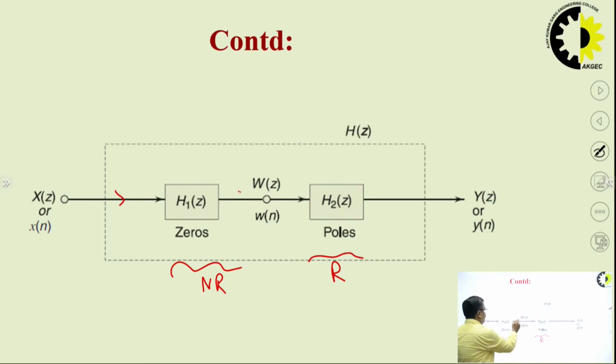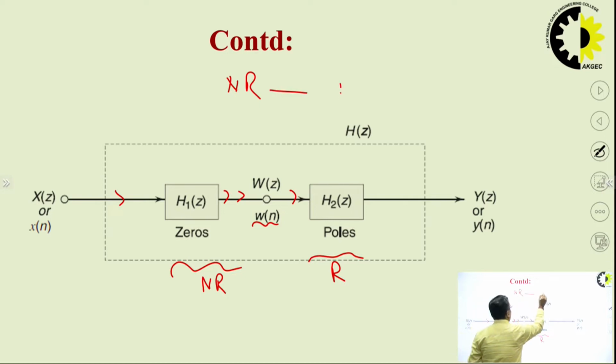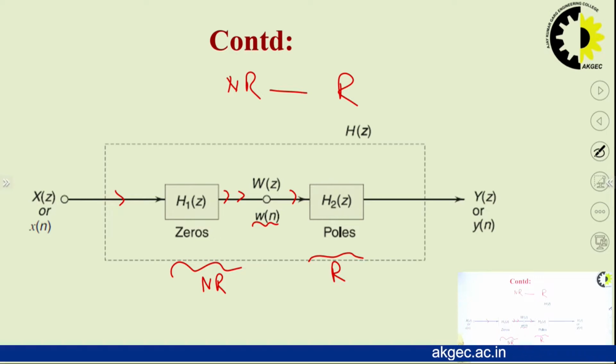This W of N, we are supposing here, is the intermediate output for this and the intermediate input for this system. So in direct form 1, it will always be clear. At first, you have to realize the zeros or non-recursive term, and after that, you have to realize the recursive term. So finally, your structure will be the direct form 1 structure.